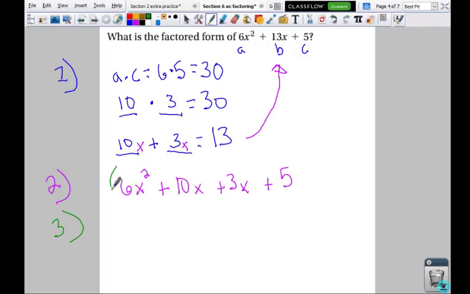Step 3 says put parentheses around the first two and around the second two. And then we have to factor out whatever we can. So I'm going to look at my first parentheses, 6x squared plus 10x. What's the biggest number that goes into 6 and 10? 2, right? So I'm going to take out a 2, and I'll give you a hint. On the very first one, you will always take out an x also.